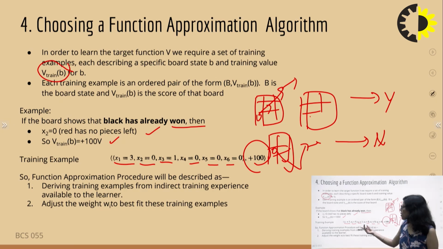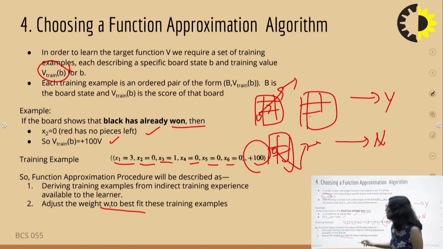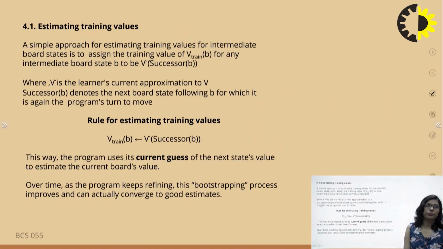So the function approximation procedure will be described as deriving training examples from indirect training experience available to the learner. Okay, so training examples we will derive from all the games we have so far. We will assign this vtrain value to it, and then we'll try to adjust the weights wi to best fit these training examples. So if I have the games, I have the training examples. Now I have to find out the wi. So how are we going to find the wi?